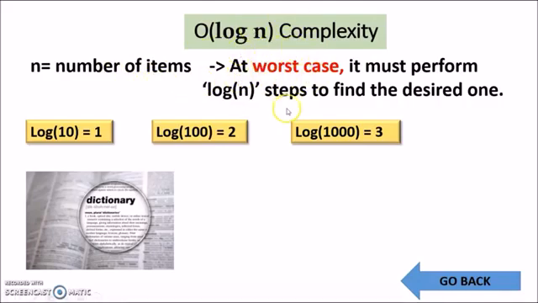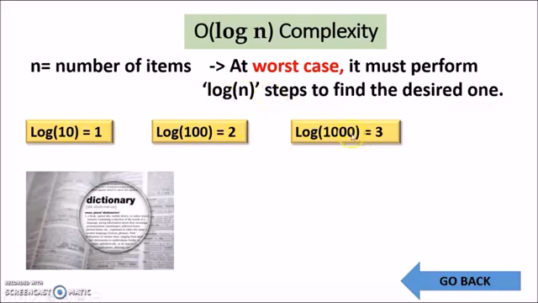And one more important point I forgot to tell you: big O complexity will always take the worst case of an algorithm only. It doesn't take the best or average case. At worst case it must perform log n steps to find the desired one. Let's say my n is 10, the log of 10 is 1. Let's say my n is 100, my log of 100 is 2.